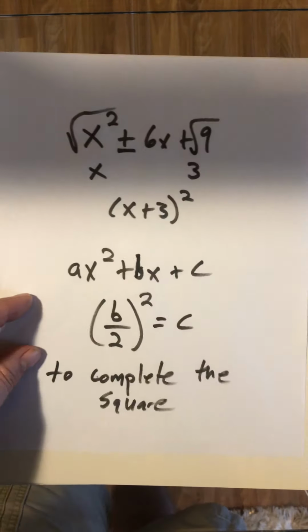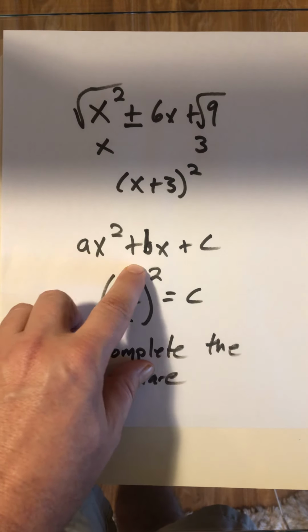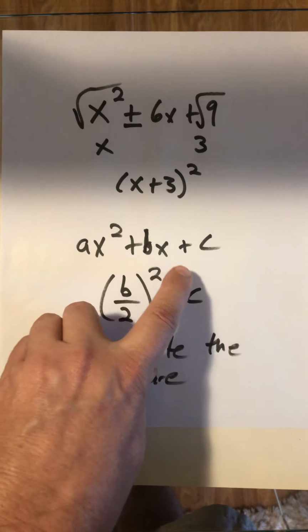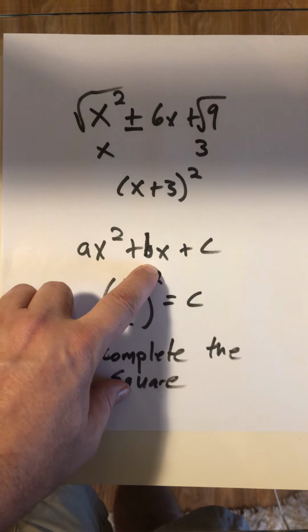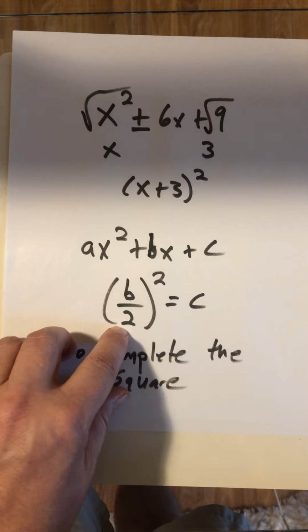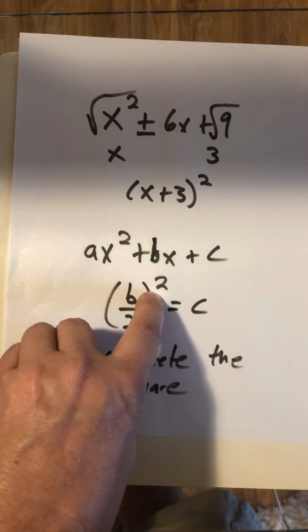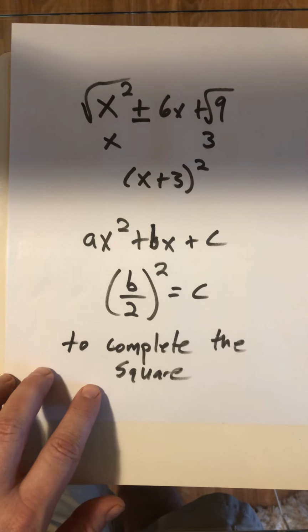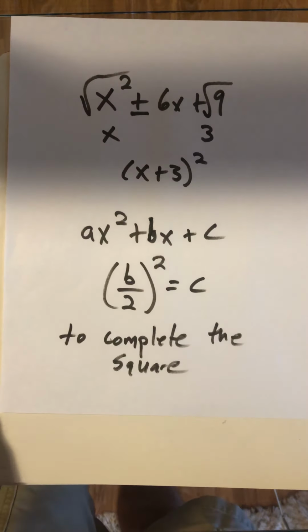So if we look at the standard form of a quadratic again, you've got ax squared plus bx plus c. Provided that your a term is 1, the way that you find this c term that completes your square is that you take the b term, which in the case of our example a second ago was 6, you divide it by 2 and you square it. That's what gives you the c term. So that's what you need to do to complete the square: take your b term, divide it by 2, and square it. That's how you complete the square.